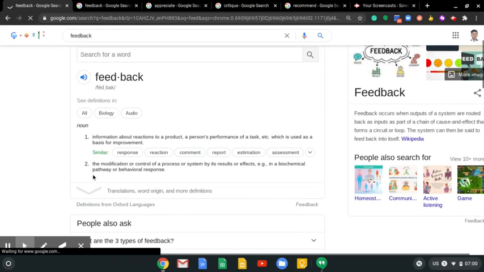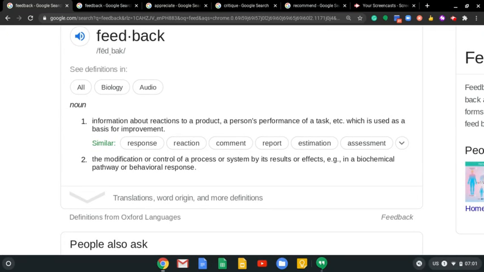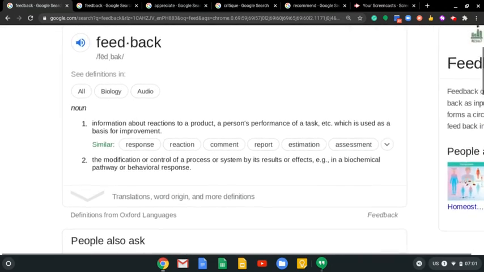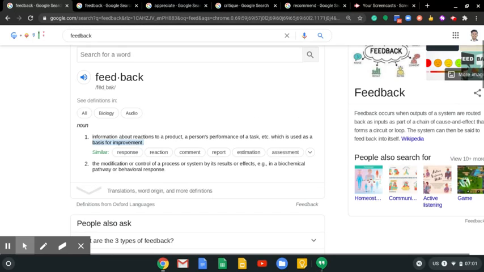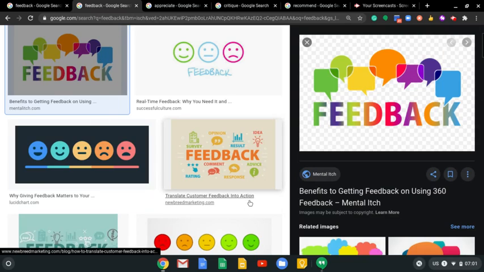Feedback is information about reactions to a product, or a person's performance of a task, which is used as a basis for improvement. Feedback is really important so that your students will be able to know where they should improve: what their strengths and weaknesses are, and what things they can improve.